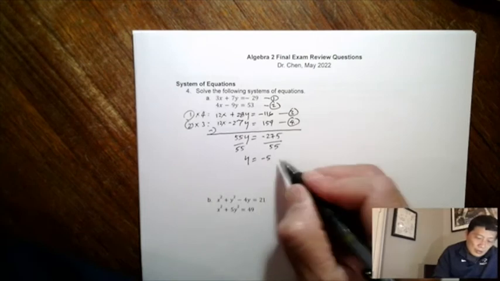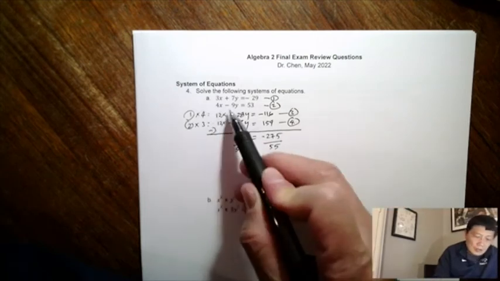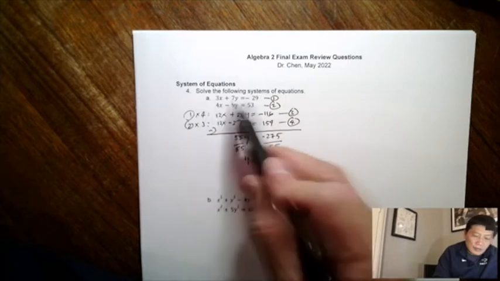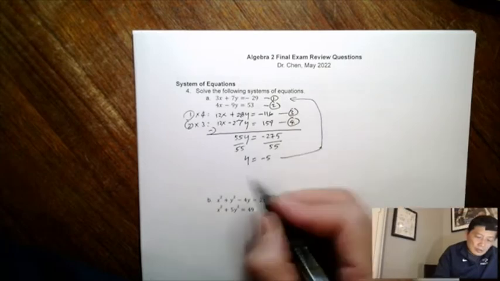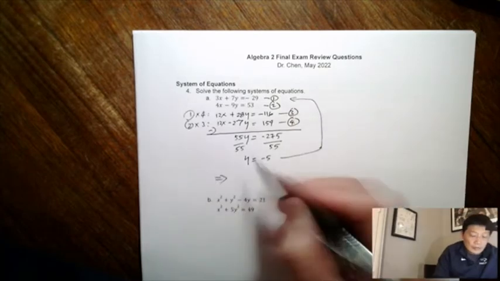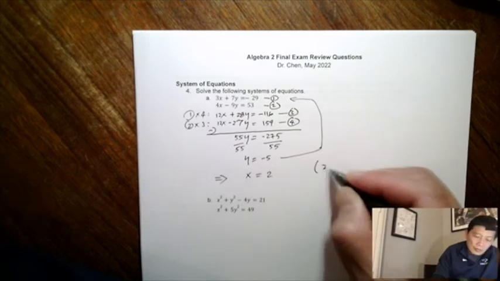Then you take this number, y equal to -5, and you put it back into x. Take whichever equation you want. You can take it back into equation 1 or equation 2. I'm going to fast track this one. x is equal to 2. So your answer is 2 and -5.